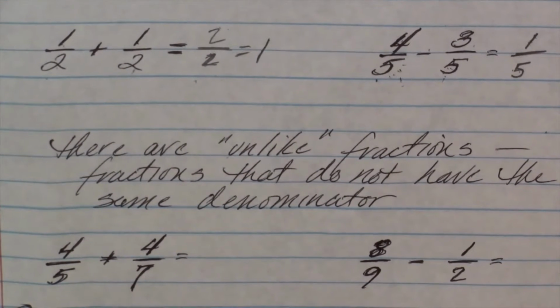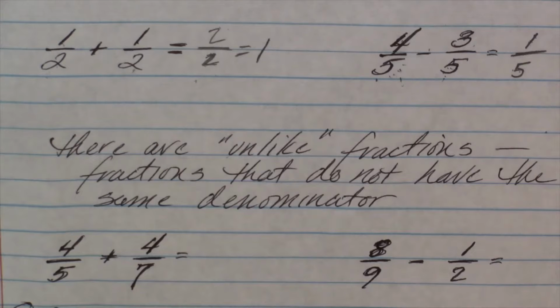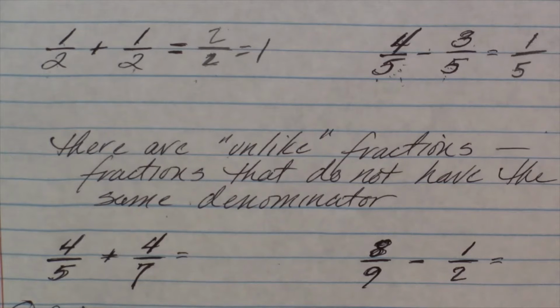But we also have unlike fractions. Unlike fractions are fractions that do not have the same denominator. In our example here, we have 4/5 plus 4/7. The denominators do not match perfectly. These are unlike fractions. We have to figure out what our sum is going to have for a denominator.